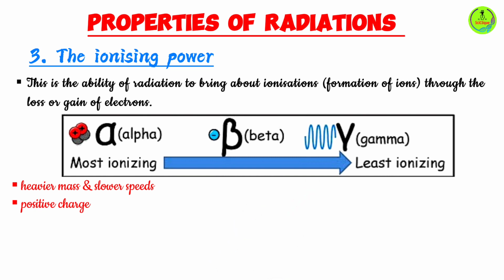Now, the second one, of course, is going to be the beta particles. So beta particles have a lower ionizing power because they are not as heavy as the alpha particles and they move at a faster speed. Gamma rays are the ones that have the lowest ionizing power. And the reason for this is because they have no charge, they are very light and have the highest speeds of all. So they have a very short contact time with the atoms.